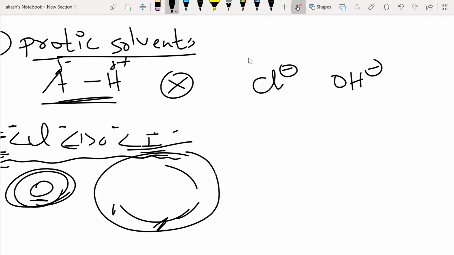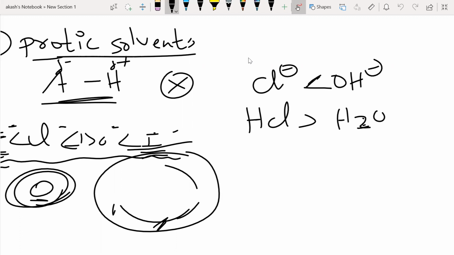Again, I can decide it based on the basic strength, right? HCl would have been the acid here, and H2O would have been the acid here. So obviously I know HCl is a stronger acid, so definitely OH minus is a better base than Cl minus. So that is why this reaction happens.